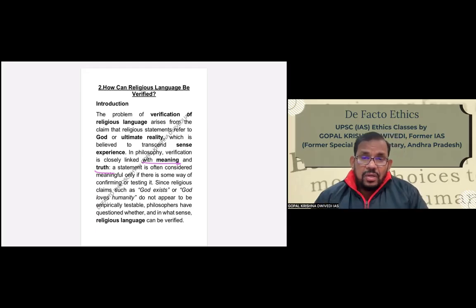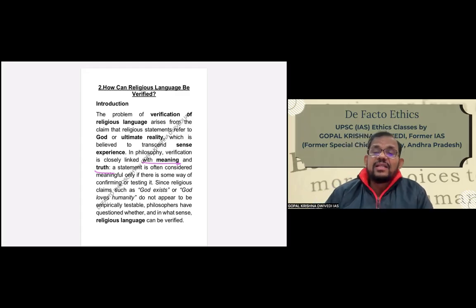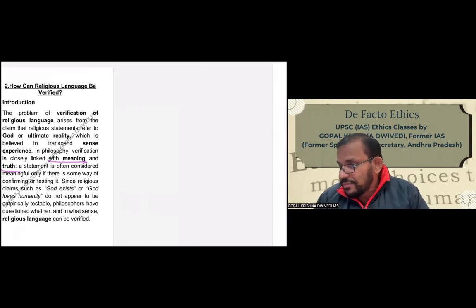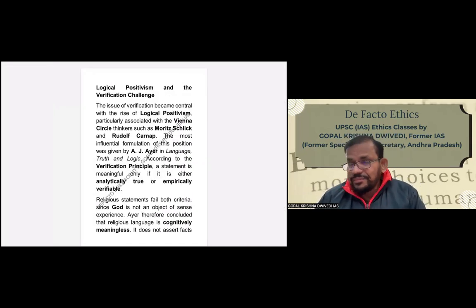So, definitely there is no way that religious language can be verified in that way or empirically tested. It cannot be. So there has to be some other way of verifying religious language. Now let us see what can be. But before that, we'll go in a little more detail.